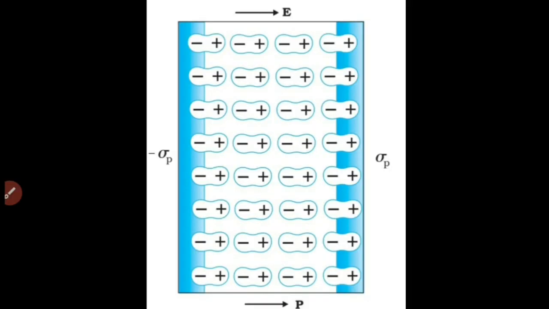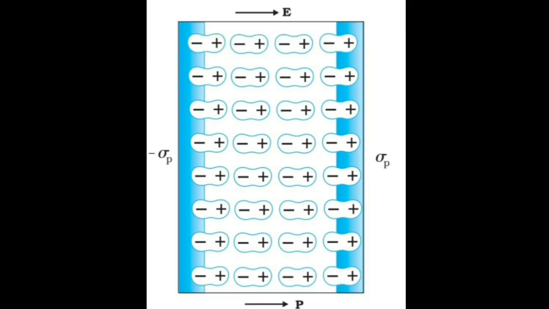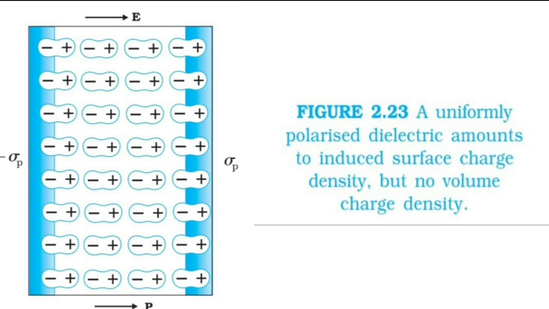So if we look for any volume charge density, what is the volume charge density inside the dielectric? That is 0, because inside the dielectric there is no charge, because all the charges are getting neutralized. But on either surface of the dielectric, you will have surface charge densities like this. So surface charge density is not equal to 0, but volume charge density will be equal to 0 when the dielectric is getting polarized in the presence of external electric field. So that is the conclusion.